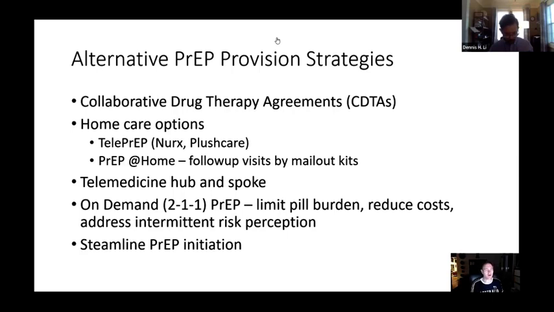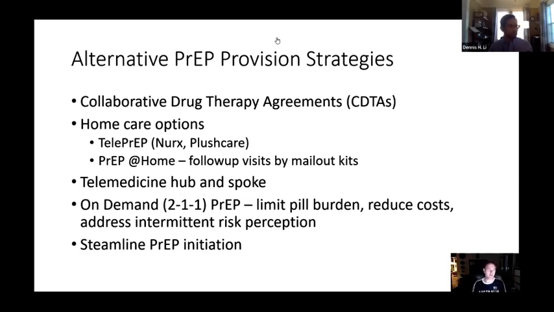There are also options for care at home. There are national providers for teleprep like Nurex and PlushCare. Aaron Siegler has developed and is testing in an R01 with Ken Mayer PrEP at Home, which is these mail-out kits for the every 3-month visits that follow PrEP initiation.